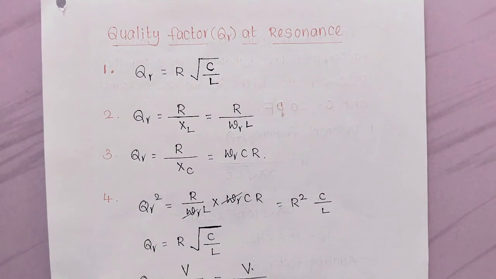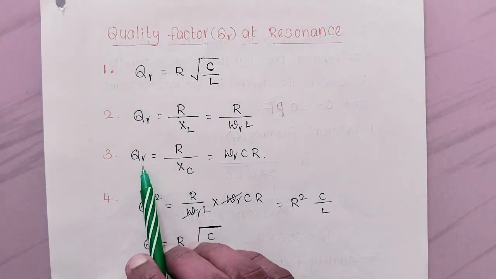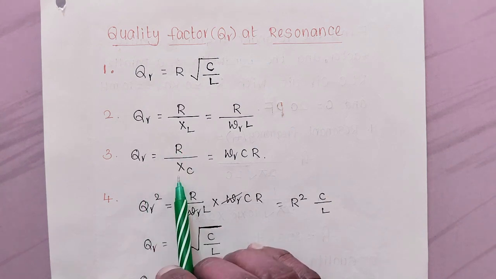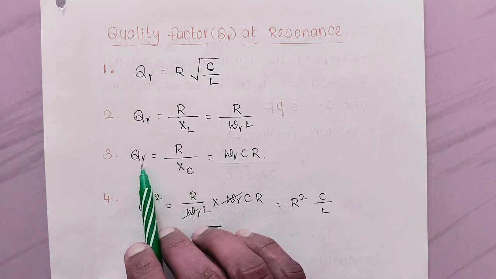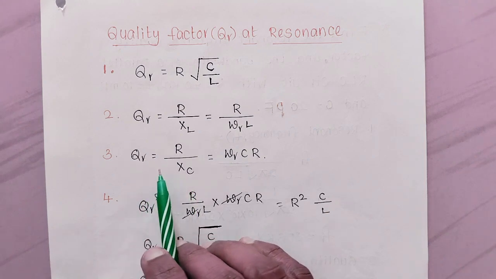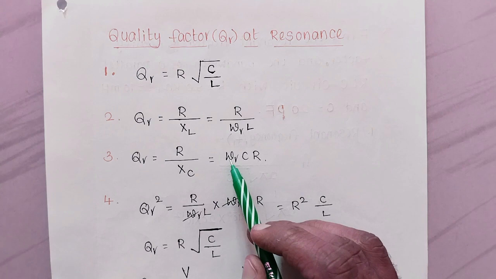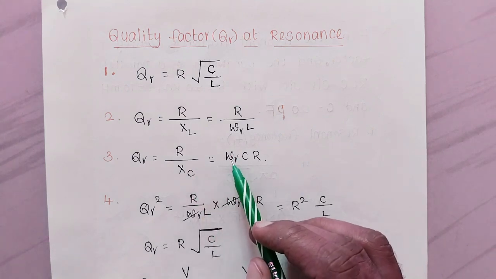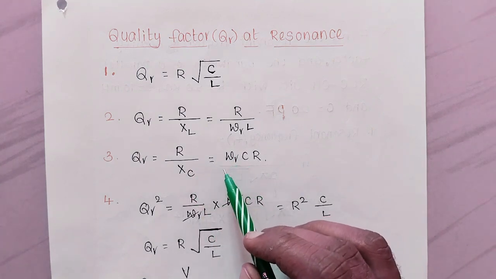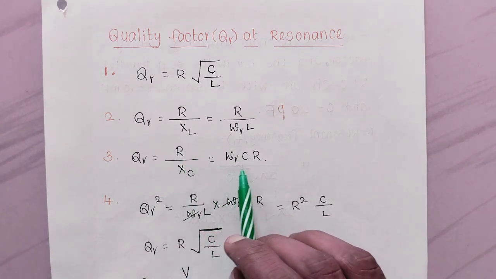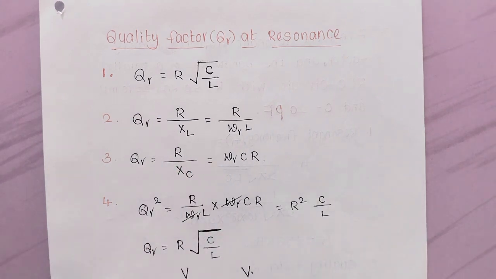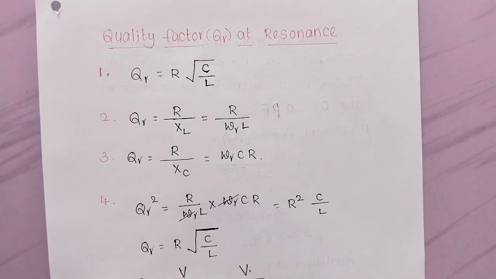Similarly, as XL equal to XC, 1 by XL equal to 1 by XC at resonance, so the quality factor QR equal to R by XC. If you know R and XC, R by XC is the quality factor for a parallel RLC circuit, and XC equal to 1 by omega RC, so 1 by XC equal to omega RC. So omega R CR is also the quality factor for a parallel RLC circuit.